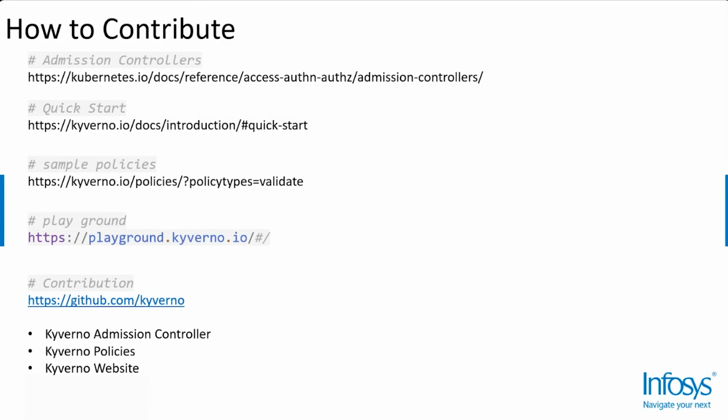And if you have some requirements but you are not able to find the policies for those, you can always reach out to us, or you can raise a PR in the Kyverno policies repo. We will look at that and try to create those custom policies. Okay. And coming to the contribution, these are the three main repos under the Kyverno organization: the policy engine and the policies website, where we do most of our contributions.